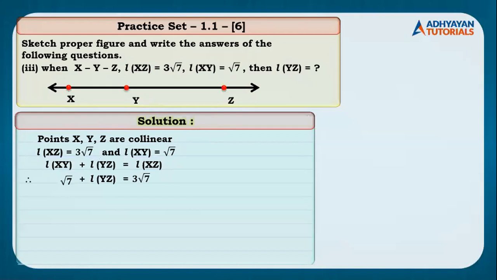It is very simple, children. In order to find YZ, this √7 we shift to the other side. There is no sign here, meaning positive, so it goes on the right hand side and becomes negative. Now tell me, what is 3√7 minus √7?